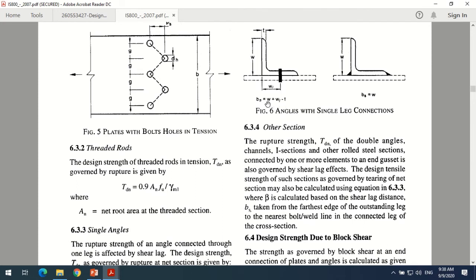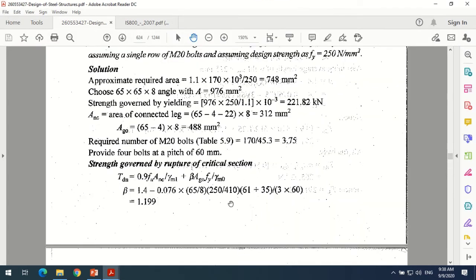So this is 65 plus the edge distance. This is the edge distance. What is this? 35. Minus T. So that will be your BS upon LC. LC will be, 4 bolts have been provided, so you will come across 3 pitches of 60 mm. So 3 into this 60. So this gives us beta value of 1.199.